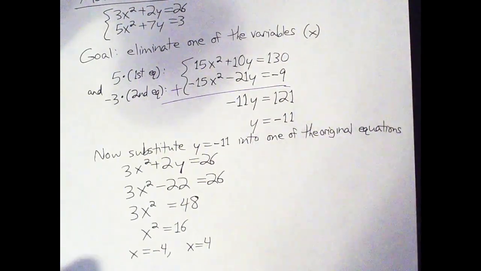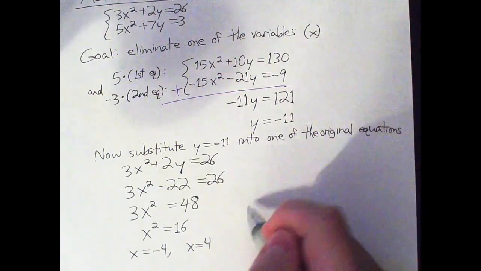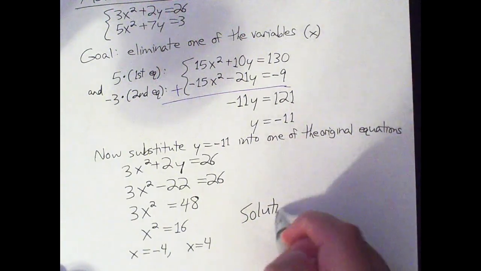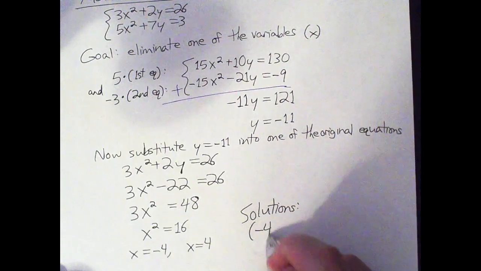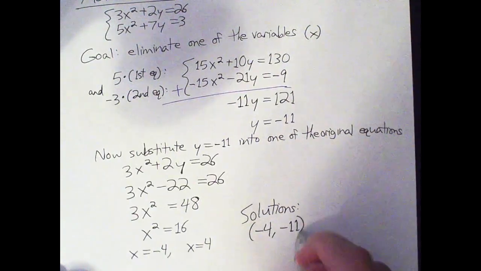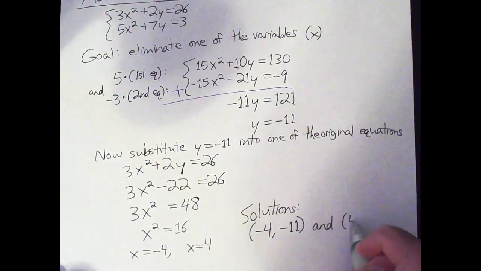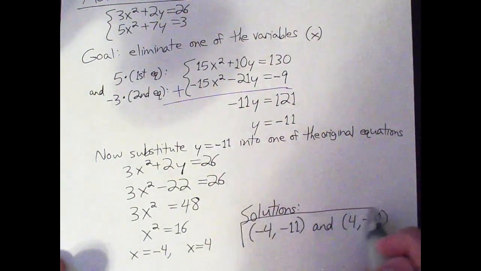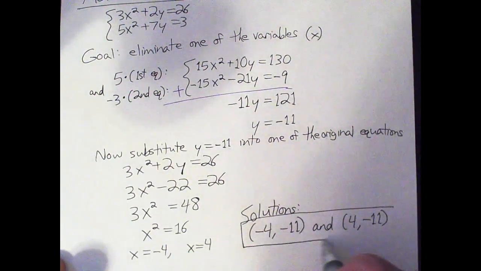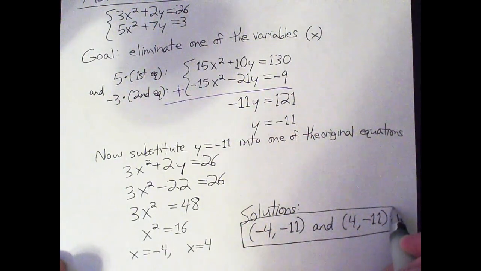So for the y value, -11, we found the x values, -4 and +4, which means two solutions. It means negative 4 comma negative 11, and positive 4 comma negative 11. Of course, these are the solutions that we found earlier. It's because this is the same problem. We just solved it using a different method.